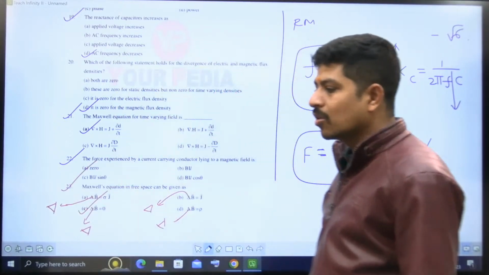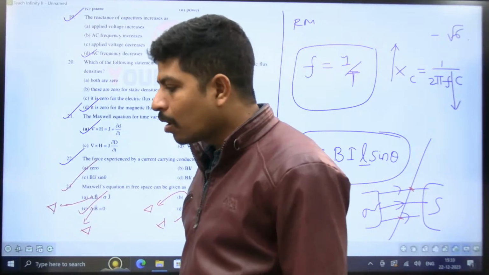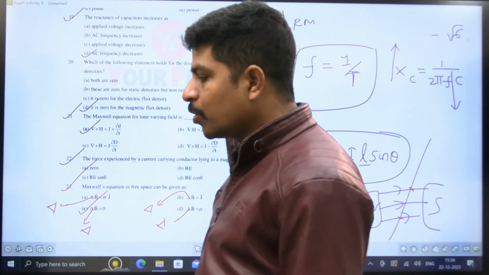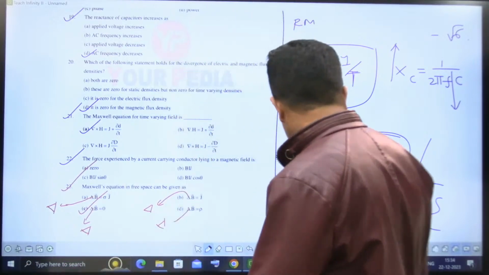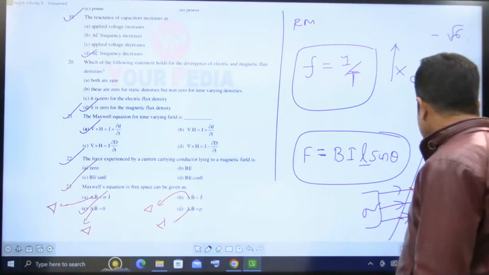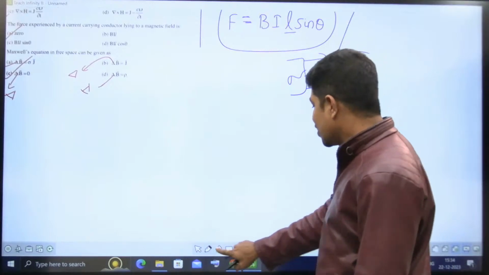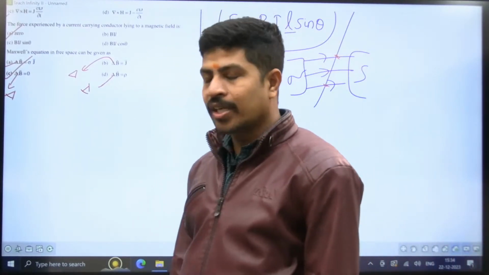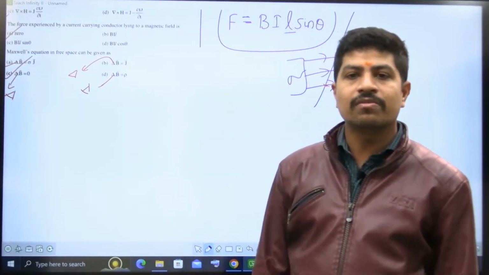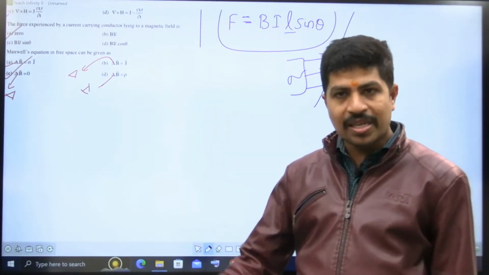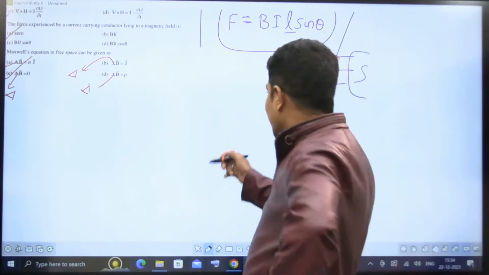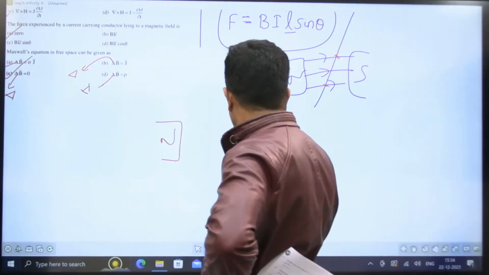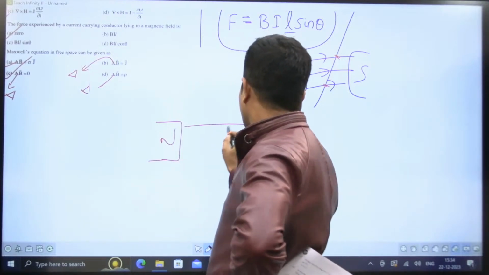That is a direct formula. That is also a direct formula. Sir, could you please recall when we use BIL sin theta? Yeah, I'll recall it, Anish. When we use BIL sin theta: the torque equation we develop in a DC machine is obtained from BIL sin theta only. See, suppose this is north, this is south, and this is the magnetic field.